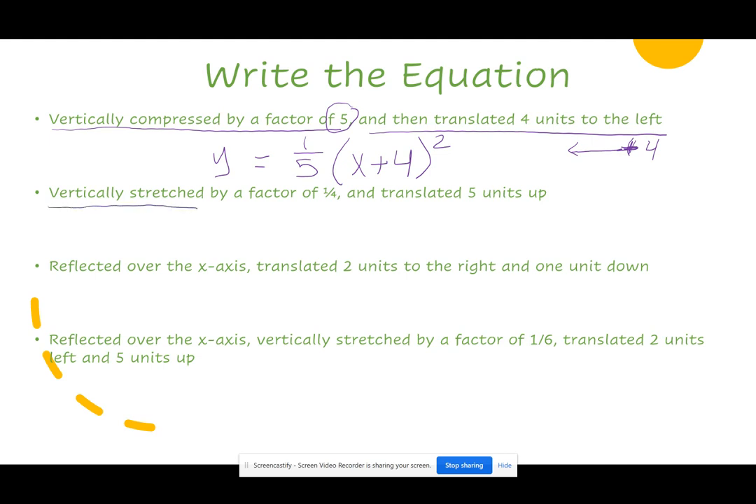Vertically stretched, so automatically thinking it's a whole number because that's what makes it more narrow. By a factor of 1/4, we want to flip that. Our reciprocal of 1/4 is 4. And translated up 5 units. So it's not moving left or right, so we don't need any parentheses. We just have x squared. And then our +5.